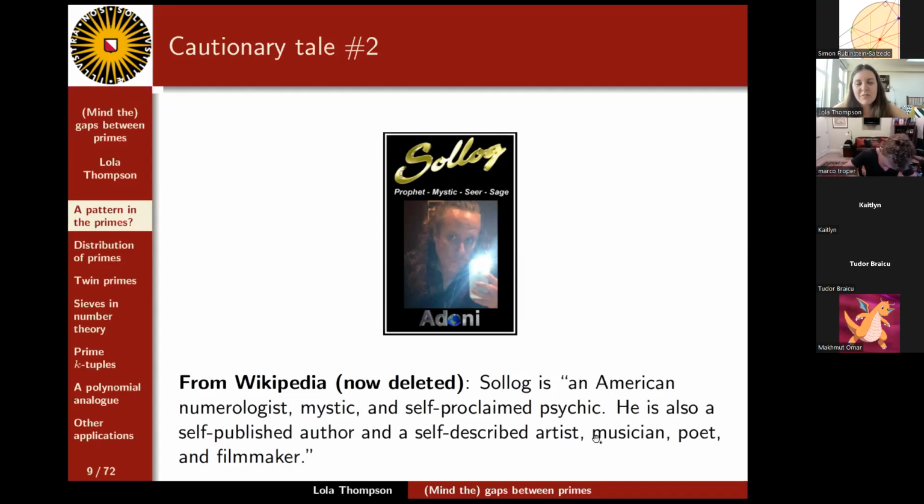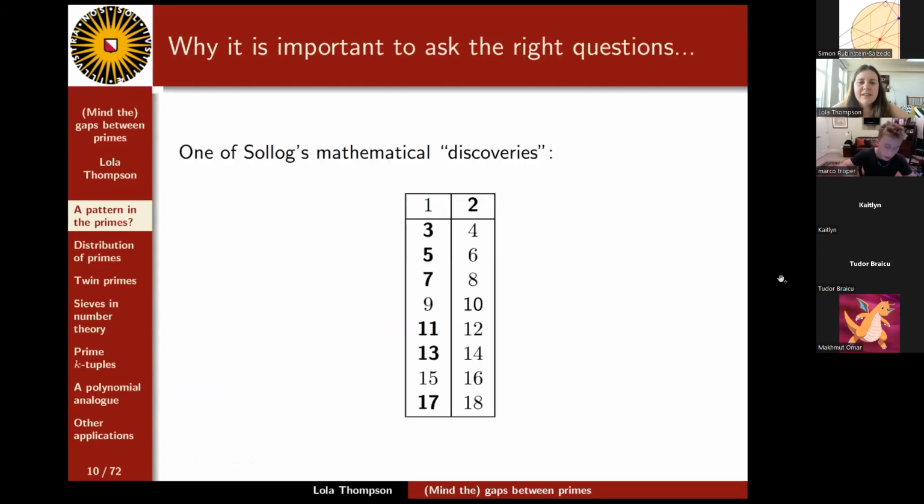Anyway, I would wager he probably also wrote his own Wikipedia article. And he's someone who liked to dabble in mathematics. And so at one point, he posted a bunch of what he called important discoveries about the primes online. And one of his discoveries: he put the positive integers into 2 columns.